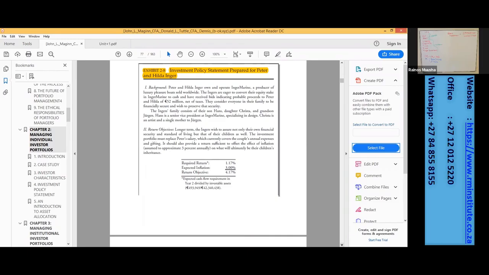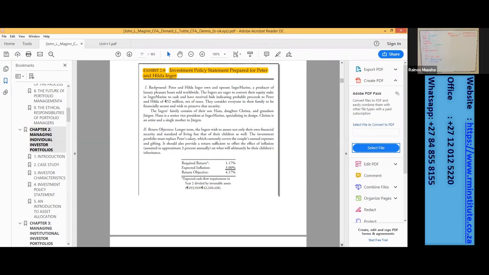But remember, from the background information, now you have to look at the return objectives. And here they say, longer term, the Ingas wish to assure not only their own financial security and standard of living, but that of their grandchildren as well. So the investment portfolio must replace Peter's salary, which greatly covers the couple's annual expenses and gifting. It should also provide a return sufficient to offset the effect of inflation, which is 3%, and which is ultimately their grandchildren's inheritance.